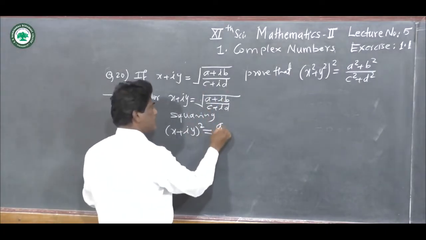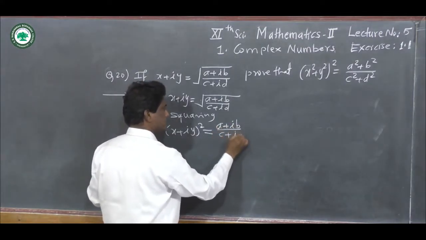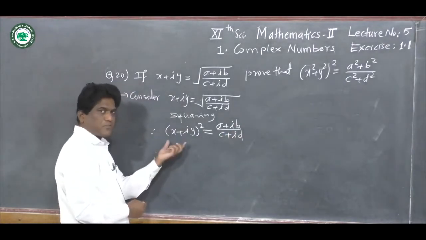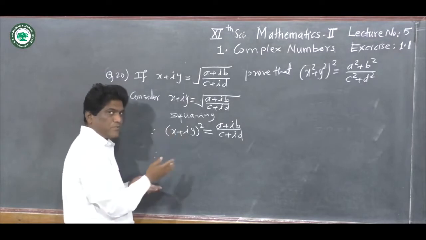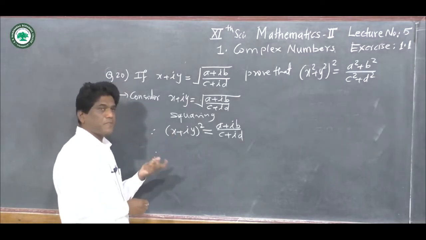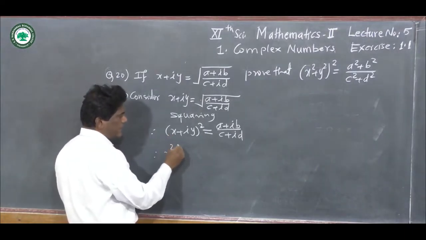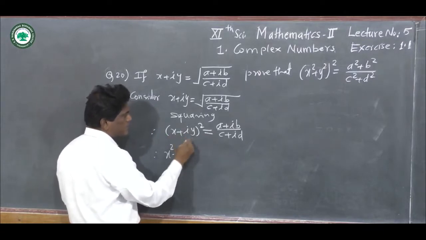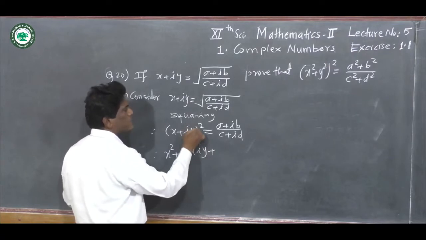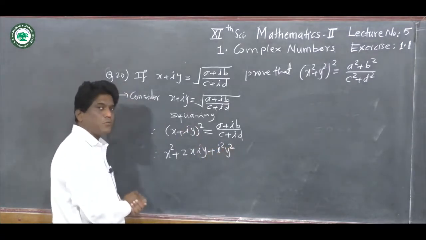So on the right hand side there is (a + ib)/(c + id), and therefore on the left side we square it, (a + b) whole square, using the formula (a + b)² = a² + 2ab + b². So a means x, so x² plus 2ab, that is 2 into x into iy, plus b² means the square of this, i² into y².